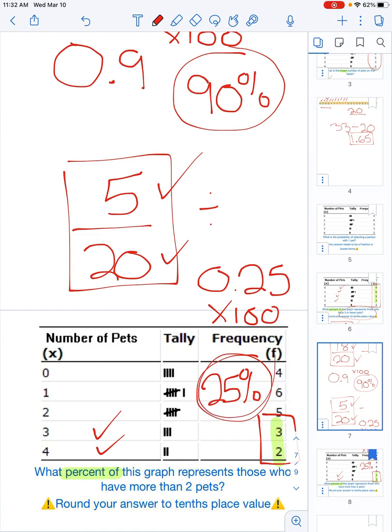And that's that. Just like the last one, you got to pay close attention to what the question's asking of you. This, ladies and gentlemen, is the frequency table.